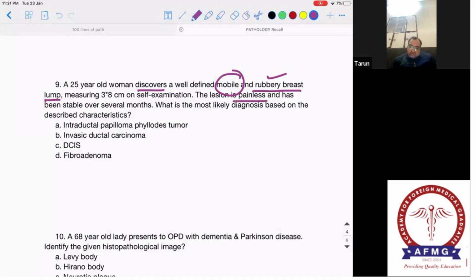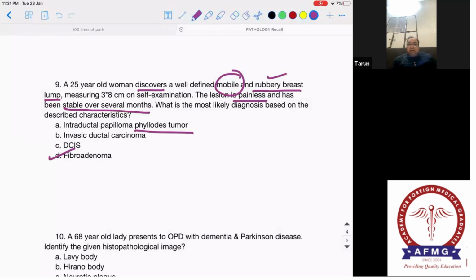It is painless. Stable over months means the growth of this tumor is quite slow; it's not a rapidly growing tumor. If the tumor is rapidly growing, or fixed to the skin or underlying tissue, it will be malignant. If lymph nodes are enlarged, again it is in favor of a malignant lesion. So by all the clinical picture, this is a benign lesion. In the breast, if any kind of mobile breast mass is there, most probably it would be a fibroadenoma. Even if you don't remember, there is no problem, because all the three other options are related to malignancy. Intraductal papilloma or phylloid tumors.